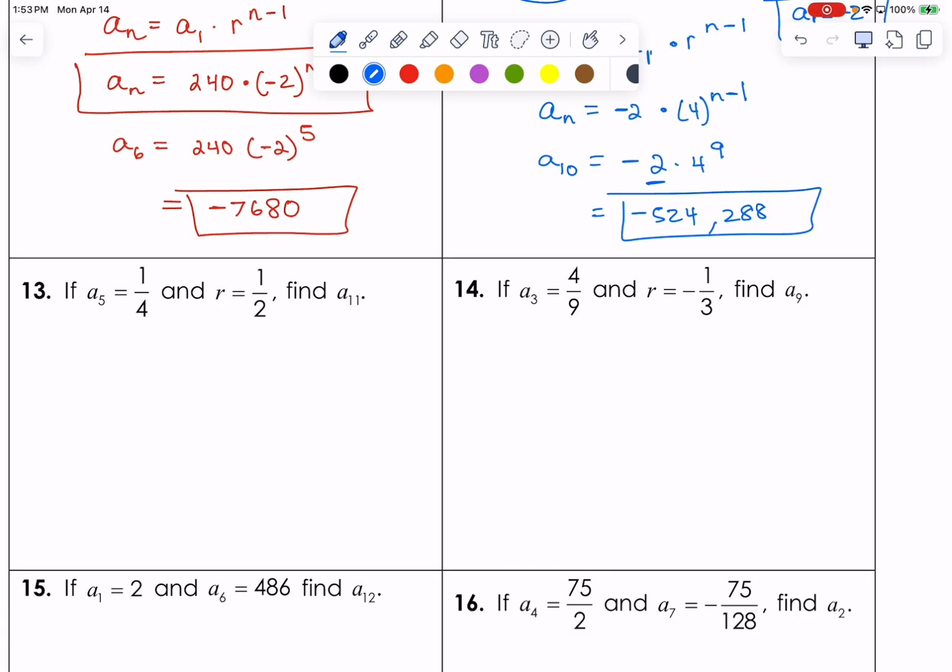Go. Try the next one. That's when you have to work for a little bit more. You got to find the first term. You know the common ratio. The first term.